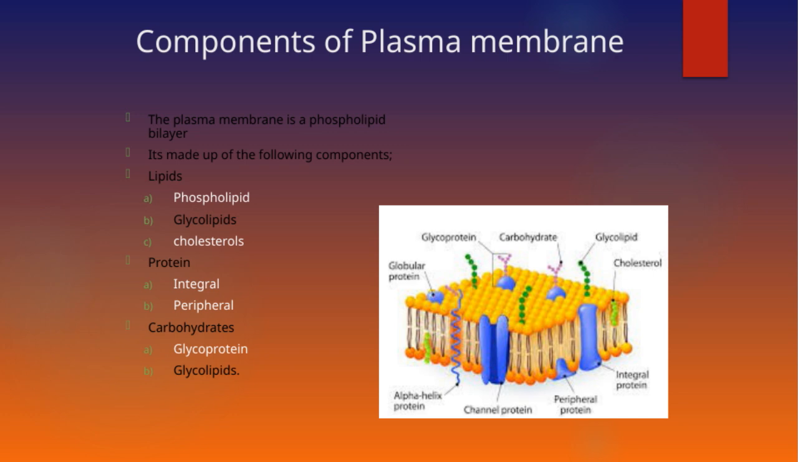Next, proteins are embedded within this lipid bilayer. These are classified as either integral or peripheral proteins. Integral proteins span across the membrane, often functioning as channels or transporters, while peripheral proteins are attached to the membrane surface, assisting in signaling and structural support. Finally, carbohydrates are also part of the membrane structure, primarily in the form of glycoproteins and glycolipids. These carbohydrate chains are crucial for cell recognition, communication, and adhesion.